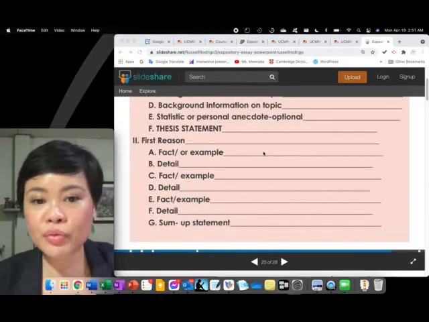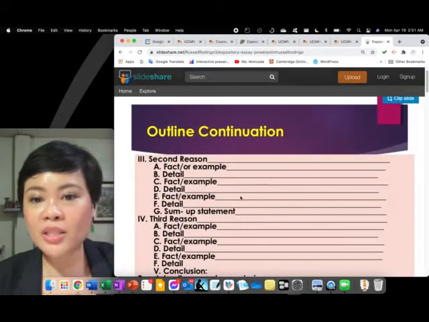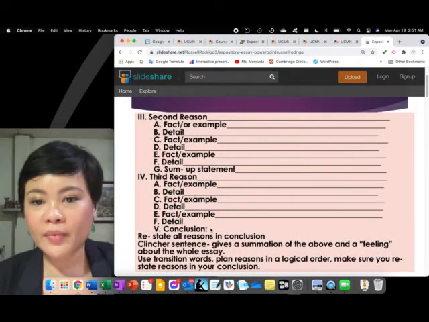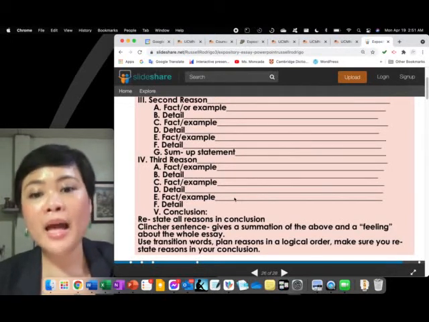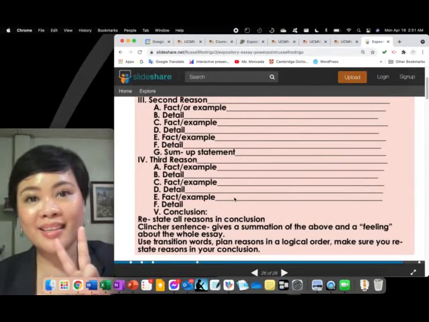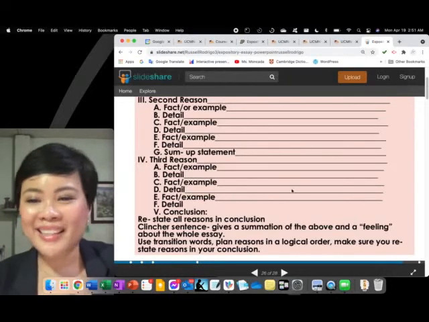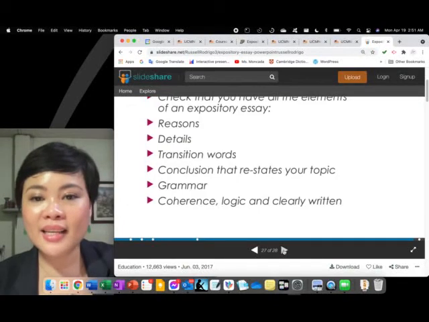So this is the first reason, and then you have page 26. You have the second reason or second main point, and then the third one, and then you have the conclusion. This is the outline that I will be requiring you to make for the sample essay that you will be reading and choosing, and also for your own essay. So you will submit two outlines for this topic, and of course, your complete essay. Just follow this.